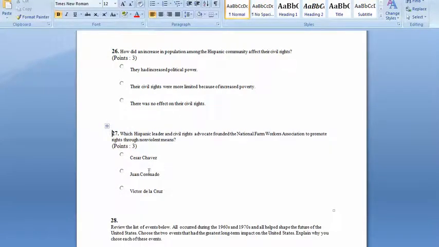Number 27, which Hispanic leader and civil rights advocate founded the National Farm Workers Association to promote rights through nonviolent means? Cesar Chavez, Juan Coronado, or Victor de la Cruz?